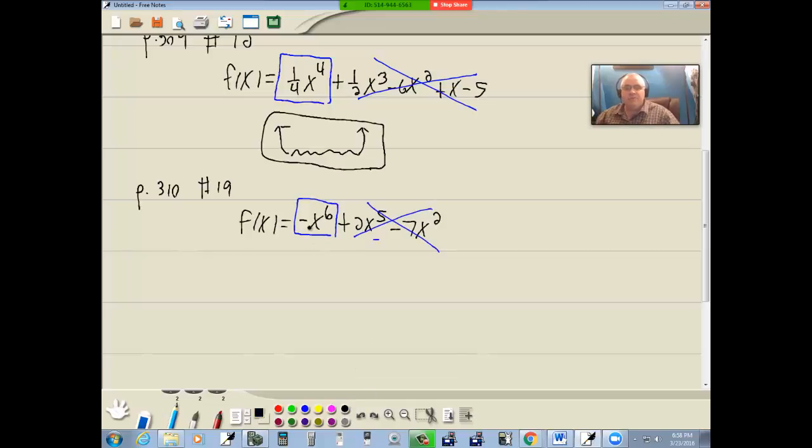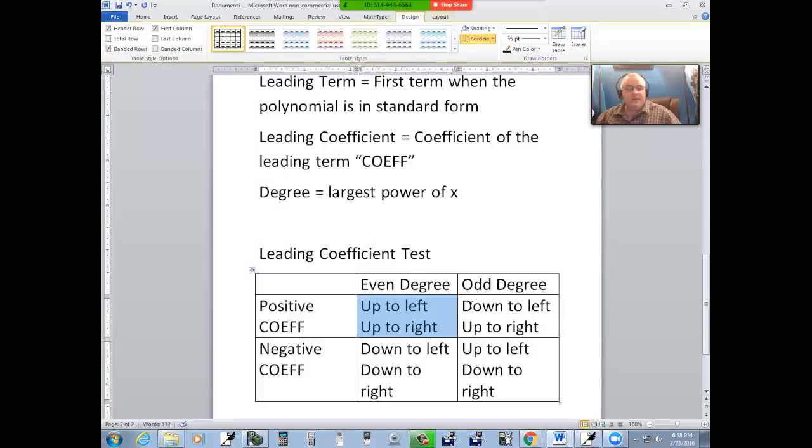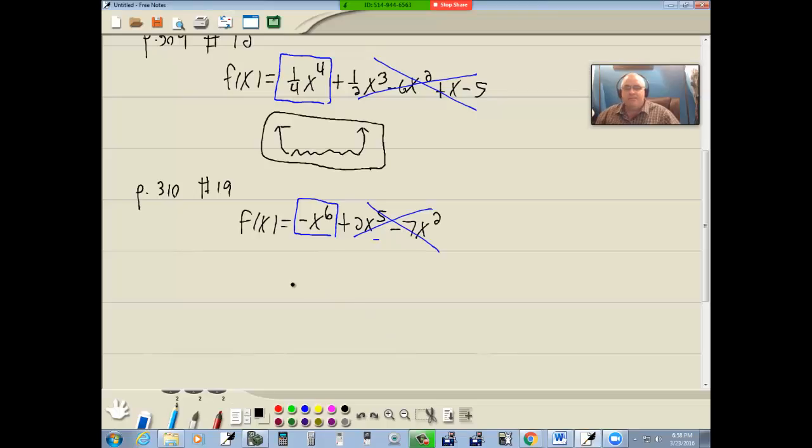So we got a negative coefficient and an even degree. So even degree negative coefficient tells us it's down to the left, down to the right. So I'm looking for one of my graphs that's down to the left, down to the right. And that looks like it's C. So that'd be our answer.